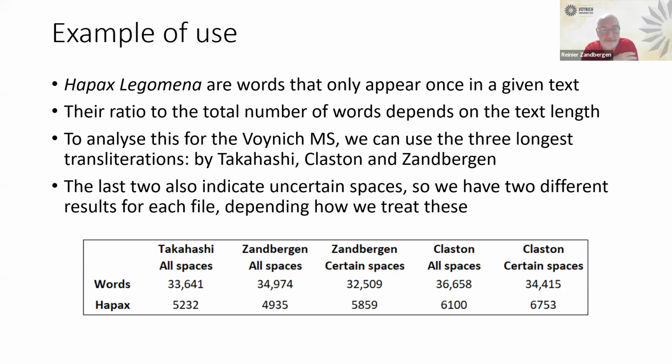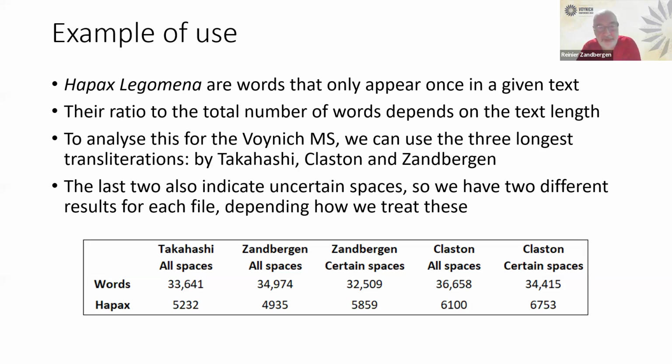So here's an example of using this format and the tools. We want to check how many hapax legomena there are in a transliteration, or basically in the Voynich manuscript text. Now, hapax are words that appear only once in a given text. It is known that the ratio of hapax depends on the number of words and the length of the text. And this is one of the interesting things we want to find out about the Voynich manuscript, to see if it's meaningful, how does it compare with other meaningful texts.